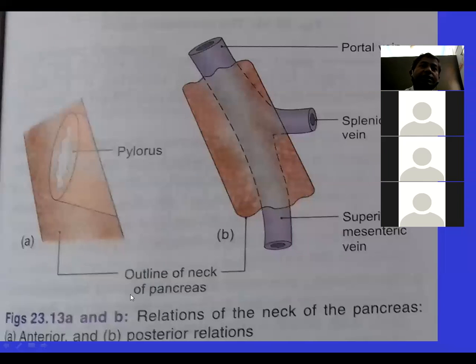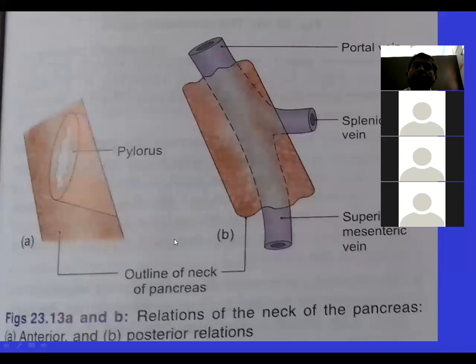So you can see here, this is the neck of the pancreas. So the next part that we are going to discuss is the neck of the pancreas. The neck of the pancreas has only two surfaces, the anterior surface and the posterior surface. So you can see here, this is the anterior surface. This anterior surface is related with the pylorus, and the posterior surface is related with the portal vein, the formation of the portal vein. So you can see here, this dotted line shows the formation of the portal vein from the splenic vein and the superior mesenteric vein.